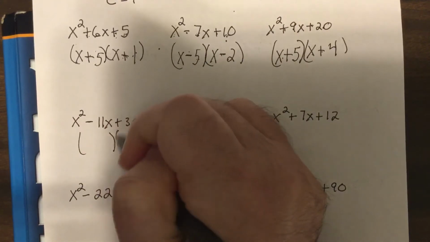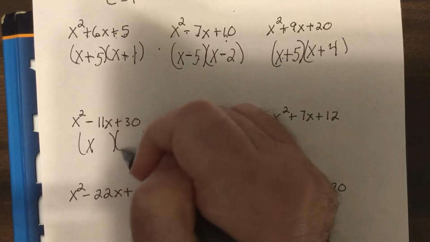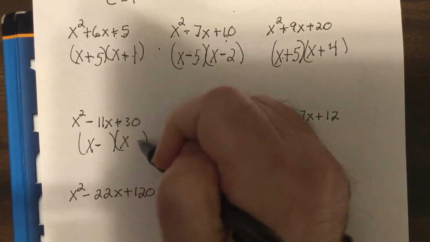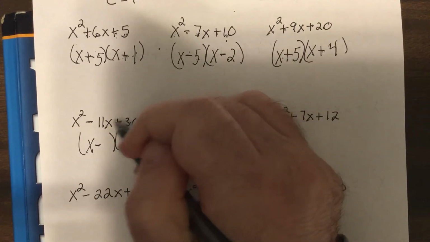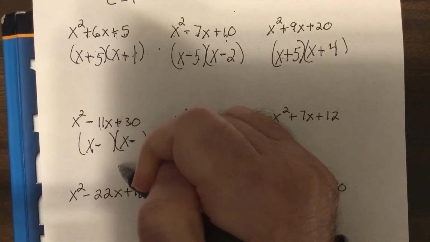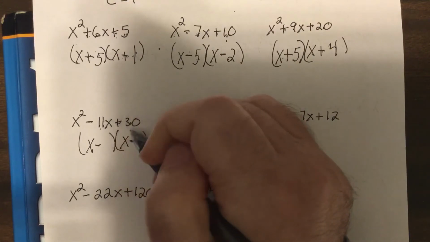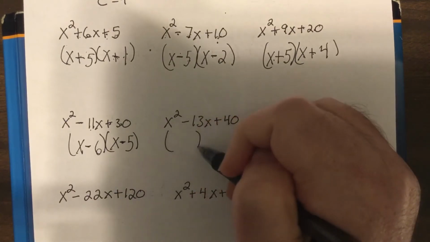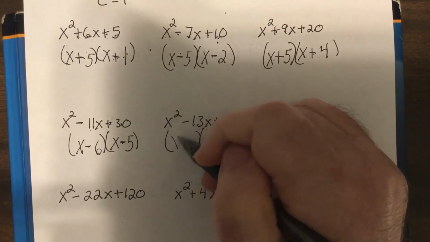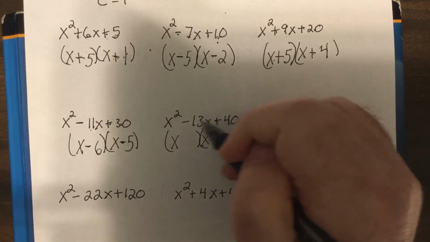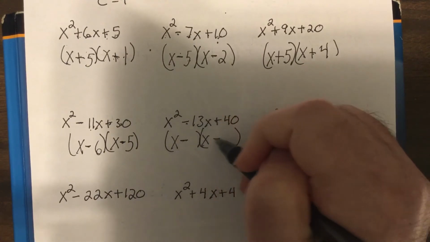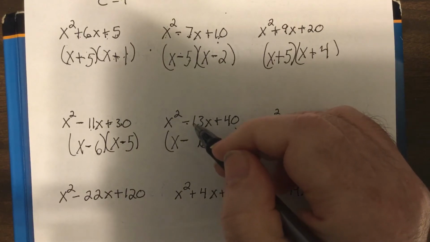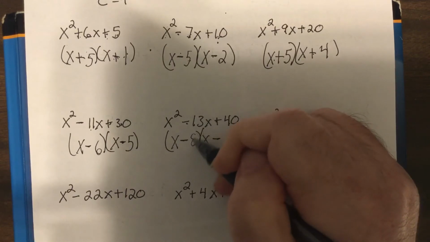Okay, this one. X squared is x and x. Last term's plus, so both signs are the same as the middle, minus minus. What do you multiply to get 30, but you add to get 11? 3 and 10, that's 13. How about 6 and 5? Did that kind of quick, but hey, x squared is x and x. The last term's plus, so both signs are the same as the middle. And what do you multiply to get 40, but you add to get 13? How about 8 and 5?